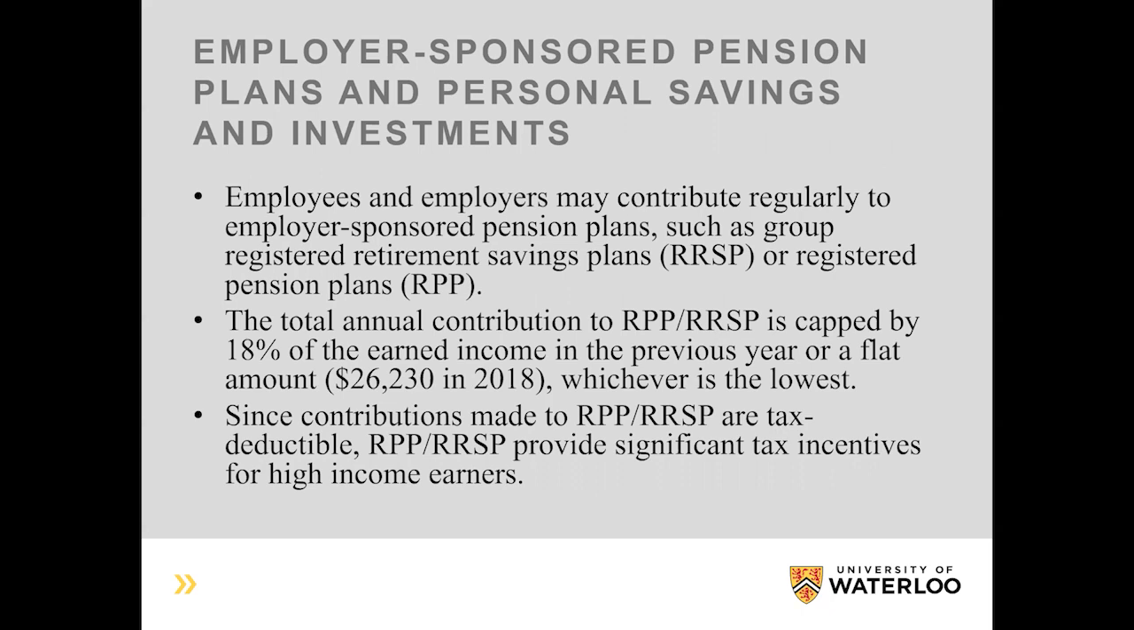Finally, we have the third pillar, employer-sponsored pension plans and personal savings and investments. Employees and employers may contribute regularly to employer-sponsored pension plans, such as group registered retirement saving plans, or RRSP for short, or registered pension plans, or RPP for short. The total annual contribution to RPP or RRSP is capped by 18% of the earned income in the previous year, or a flat amount which is around $26,000 in 2018, whichever is the lowest. Because contributions made to RPP and RRSP are tax deductible, these programs provide significant tax incentives for high-income earners.